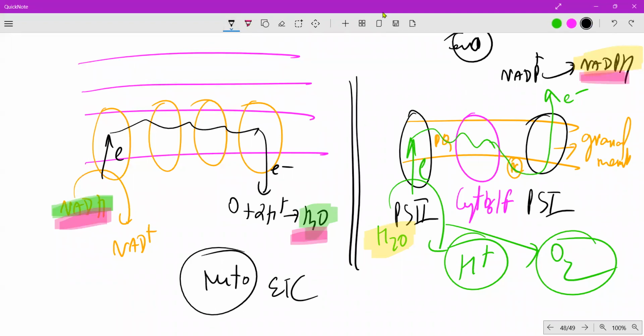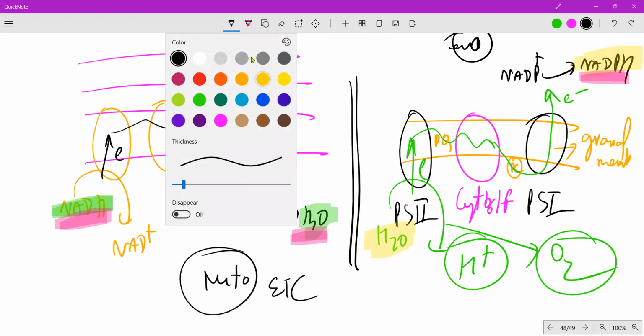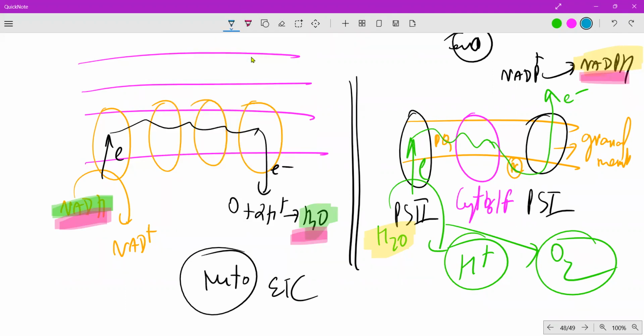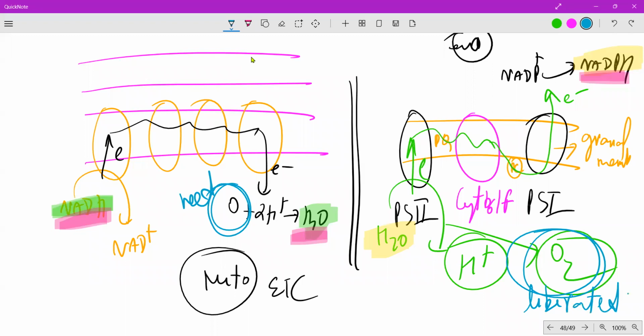Second thing, look at one more thing. In respiration, oxygen is needed. We need oxygen. In photosynthesis, oxygen is liberated. Look at these changes. Are you seeing? That means the two mechanisms, photosynthesis and respiration, which are very important for the entire life to exist, are nearly opposite in nature.